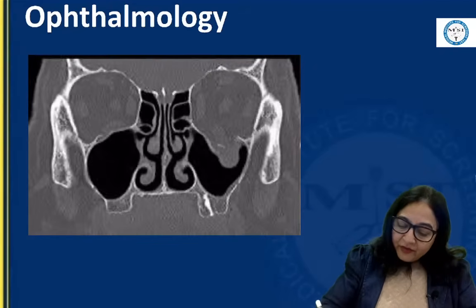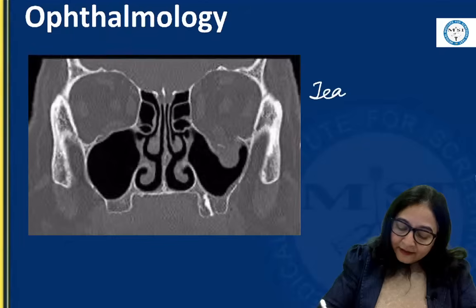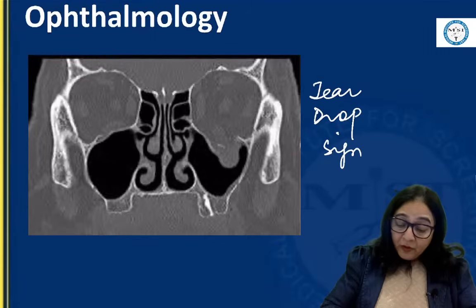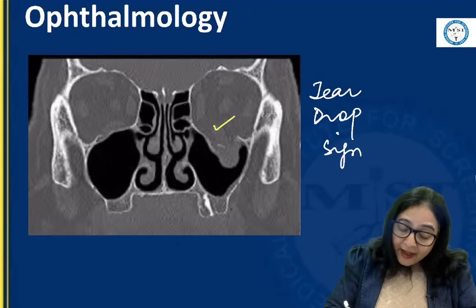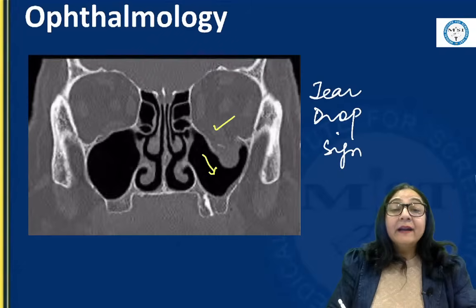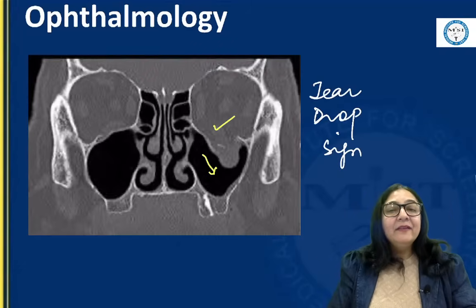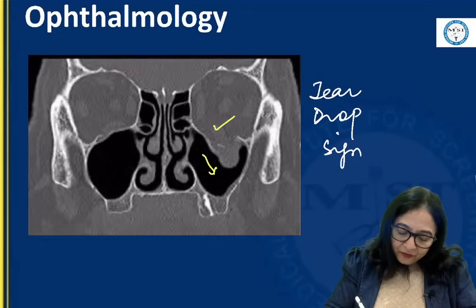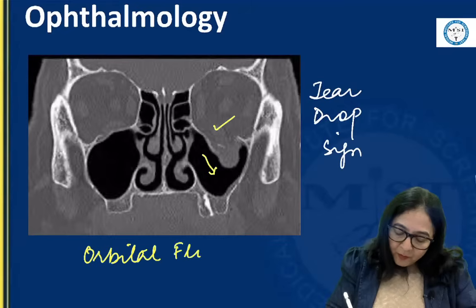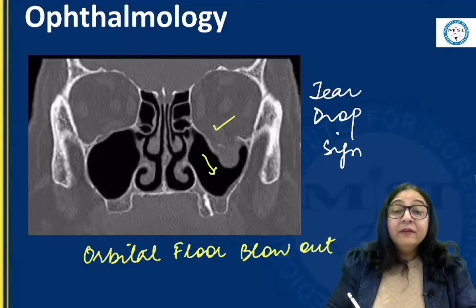So this is showing you, as you are already telling me correctly, the teardrop sign, because there is a fracture of the orbital floor and the orbital contents are herniating into the maxillary antrum, producing a typical teardrop sign. So this is your orbital floor blowout fracture, orbital floor blowout fracture.